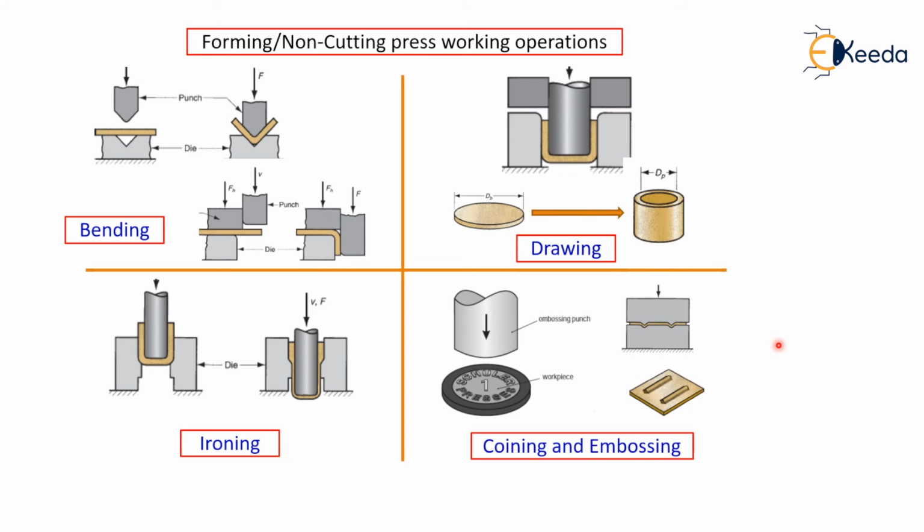Next process is coining and embossing. Coining is frequently used in sheet metal work to form indentations and raised sections in the part, as shown in the particular example here. The indentation results in thinning of the sheet metal and the raised section results in thickening of the part. A similar kind of operation required for many components is called embossing.